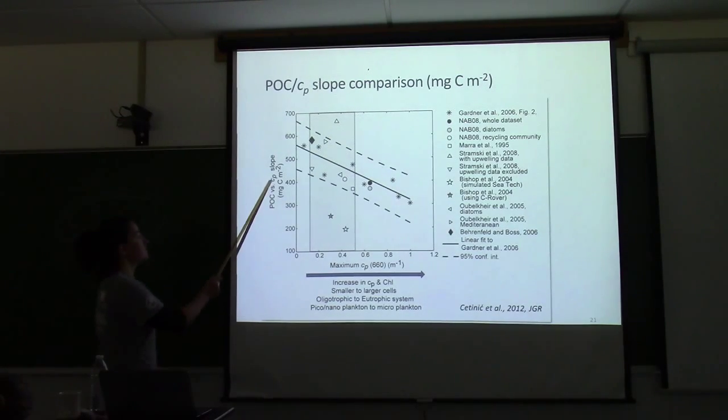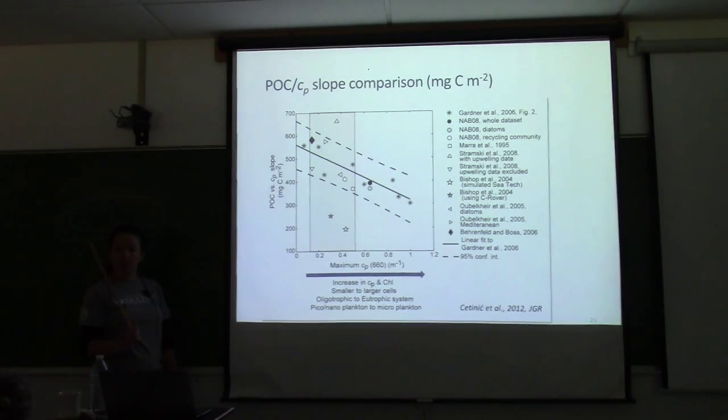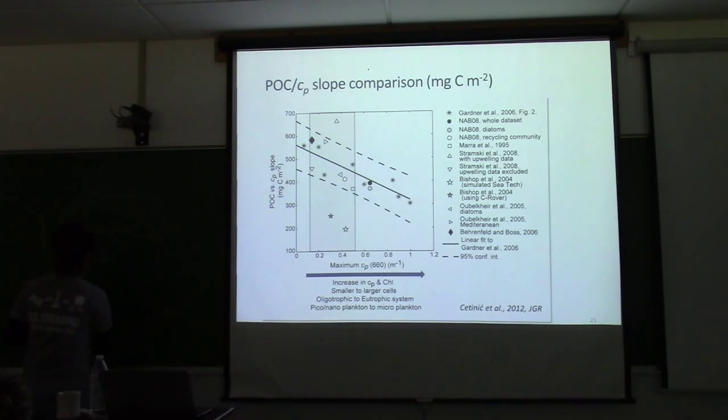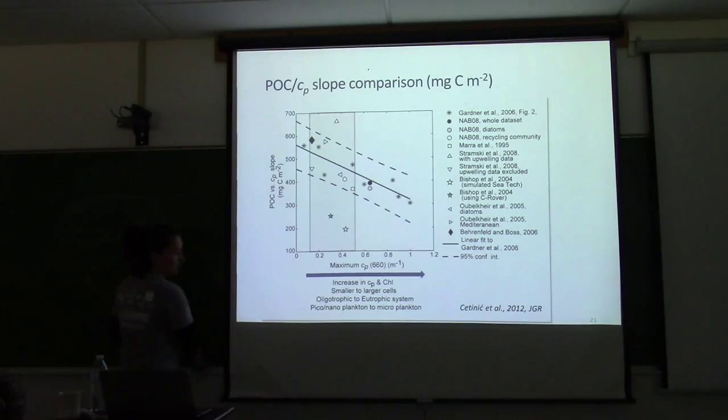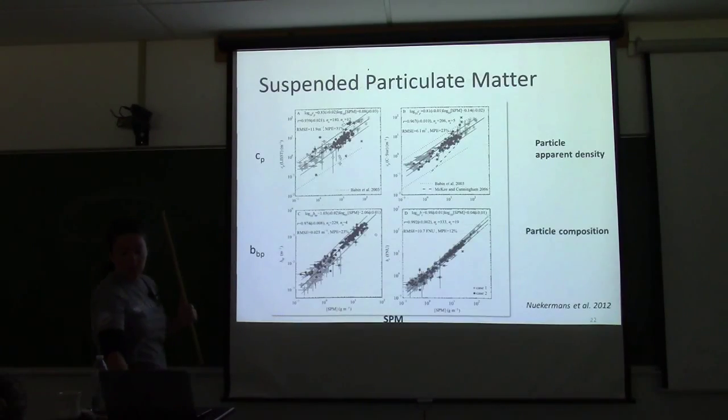This is POC versus CP. So this is like the POC CP slope. It's pretty much POC over CP, yeah? Always.